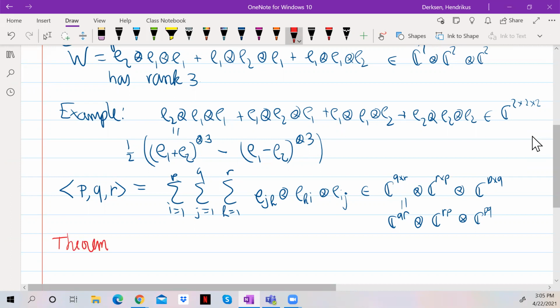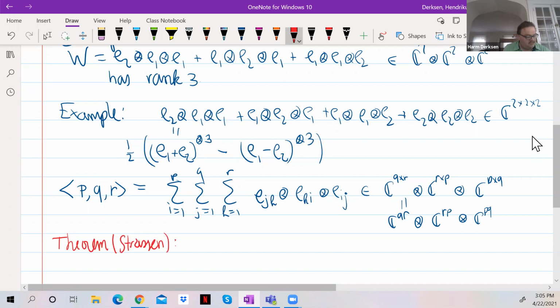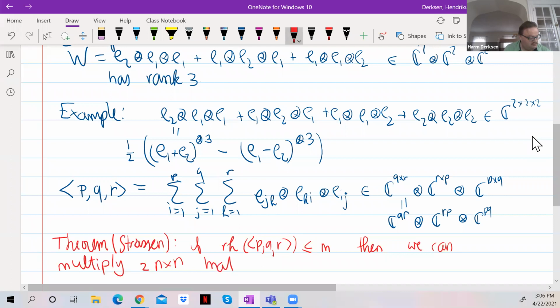So we have this result of Strassen that says that if the rank of this tensor is less or equal than m, then we can multiply a q times r matrix and an r times p matrix. But in fact, you actually get something asymptotic for matrices of arbitrary size. So then we can multiply, say, 2n by n matrices, let me just write it, with the complexity being 3 log m over, say, log pqr.